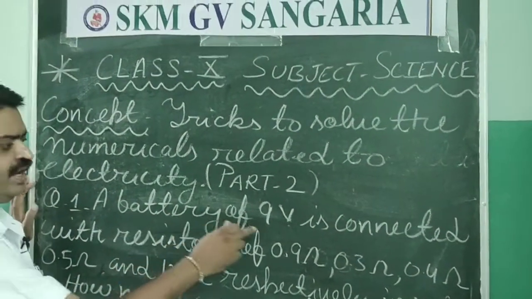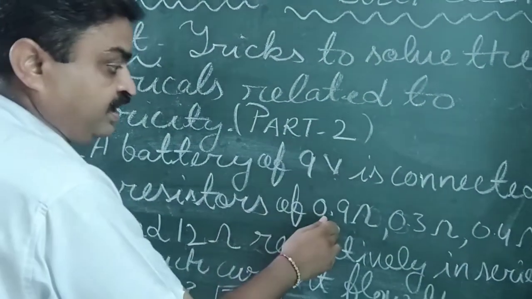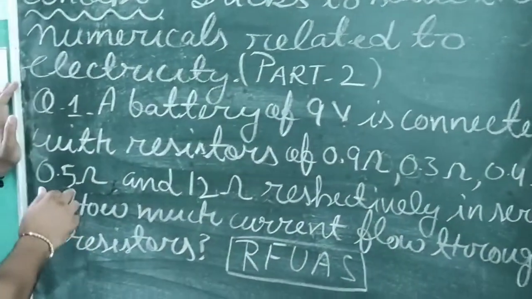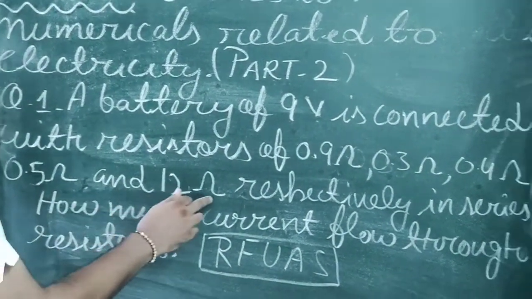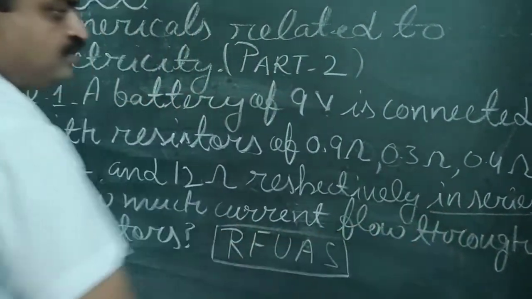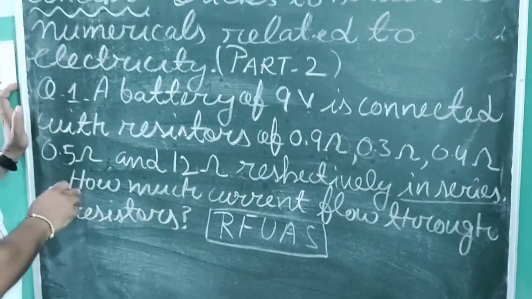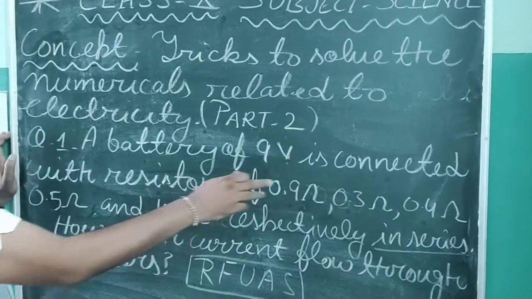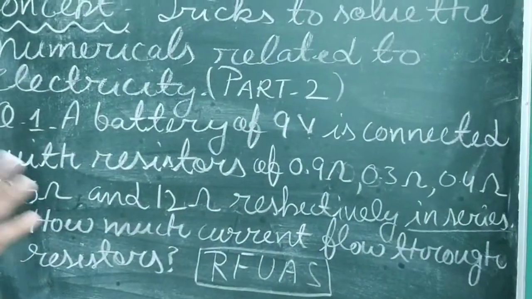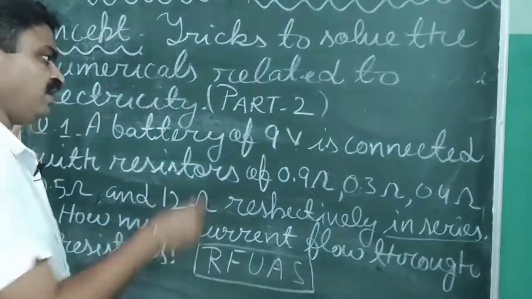A battery of 9 volt is connected with resistors of 0.9 ohm, 0.3 ohm, 0.4 ohm, 0.5 ohm and 12 ohm respectively in series. So according to the trick, what will we do? We will read the question and find all the quantities that are given. How much current flows through the resistors? So what is asked in this? The current is asked.